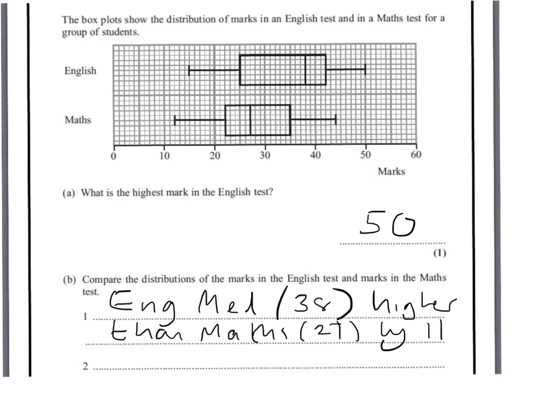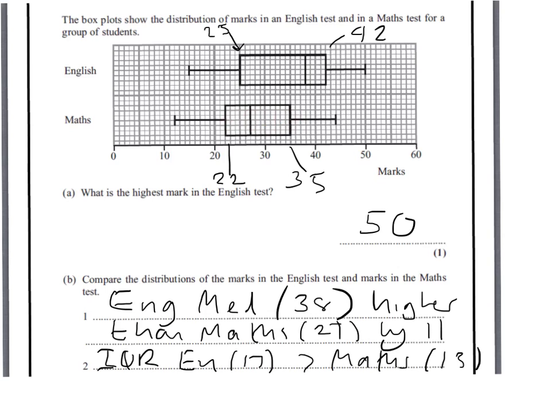For the second point, we usually look for a measure of spread, and it's better to take the interquartile range, and that's the gap between the lower quartile and the upper quartile, which I'm indicating for both English and maths. And we can see that the interquartile range for English is greater than the interquartile range for maths. And again, we can state the figures.